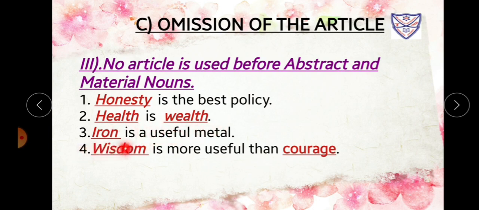Number 3, iron is a useful metal. Over here iron is a noun. Which kind of noun is it? It is a material noun. So before this noun we will not put any article, as it stands for the material noun. Fourth one, wisdom is more useful than courage.